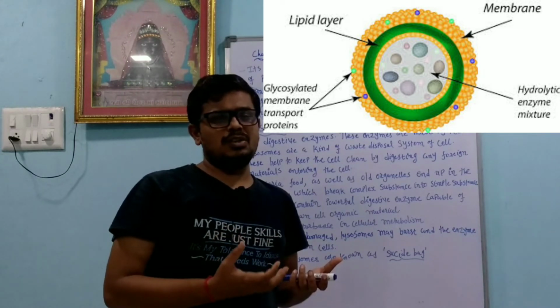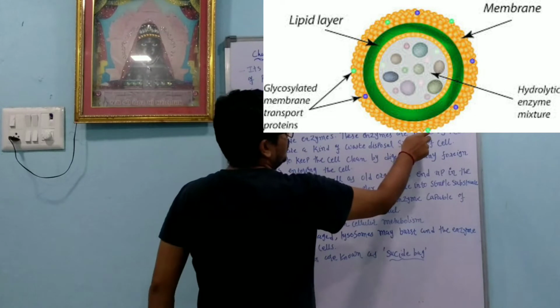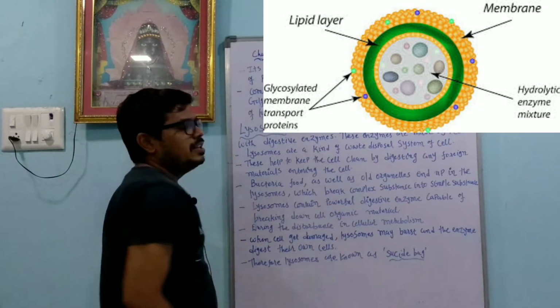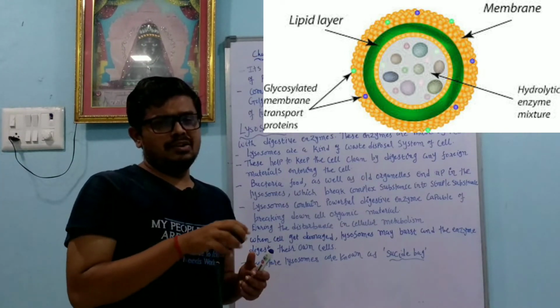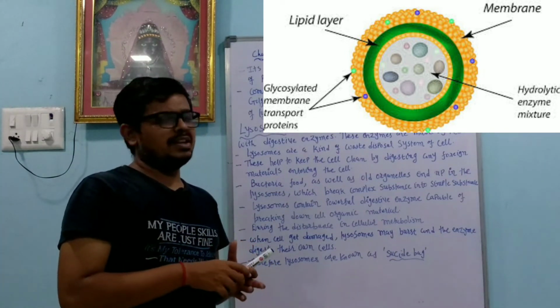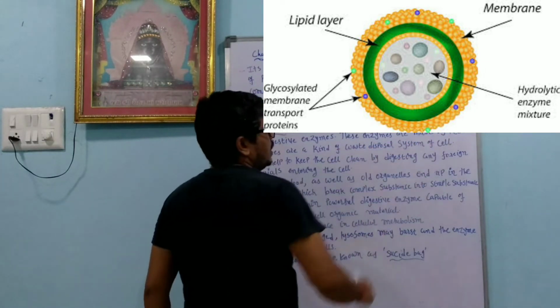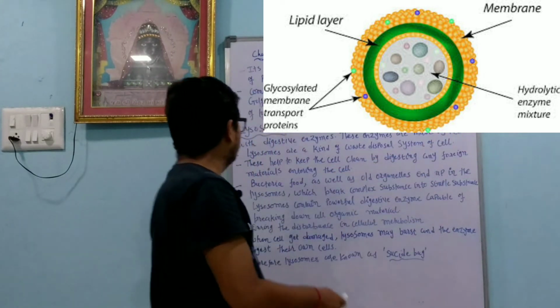Okay, we already know what an enzyme is. Lysosomes are membrane-bound sacs filled with digestive enzymes. The main thing is that it is a digestive enzyme. So suppose any food also enters the cell, then it will also be digested by the lysosome. These enzymes are made by the RER. RER, dear student, you know, is the rough endoplasmic reticulum.